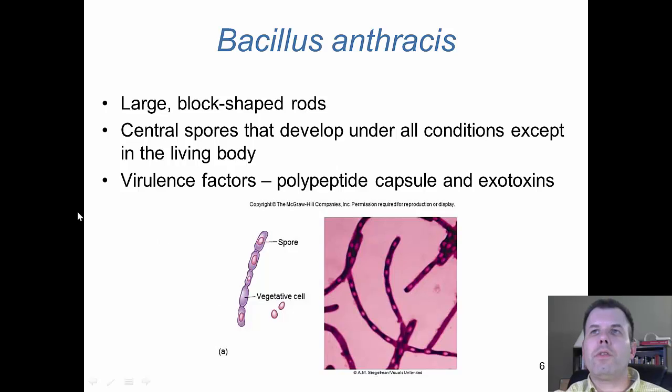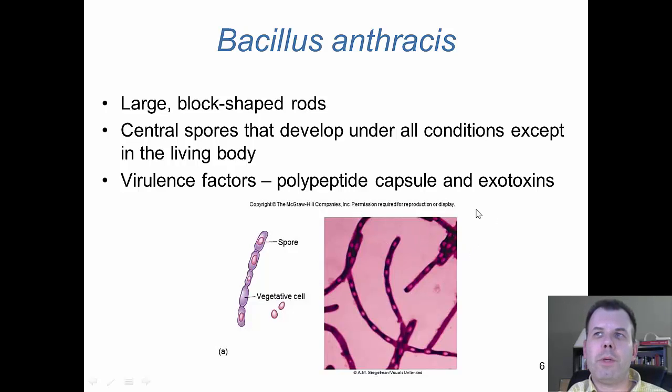Okay, so Bacillus anthracis, again, are large block-shaped rods, and they have central spores that develop under all conditions except in the living body. Okay, so these things develop very well. And again, the virulence factors include a polypeptide capsule and exotoxins.